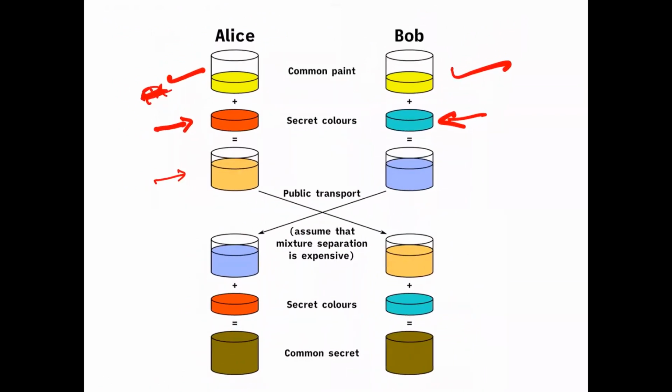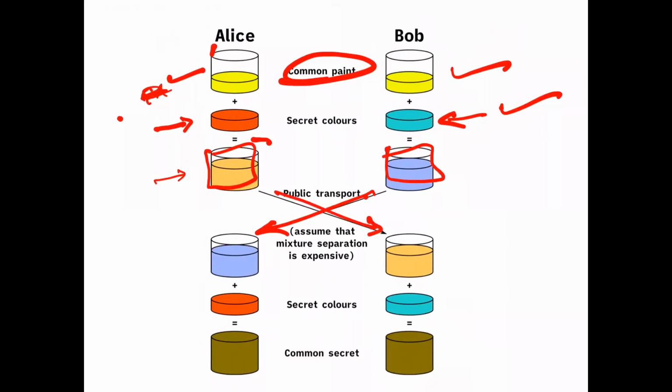So these colors are common colors. This is a private color of Alice. This is a private color of Bob. Alice mixed this common color with her private color. She gets this color. Bob gets this color. They exchange these colors over public transport. And in between, Eve and Mallory see that and they cannot do anything about it. They can't separate the basic colors, these two colors that have been mixed, although she knows that it's a yellow, a common color.